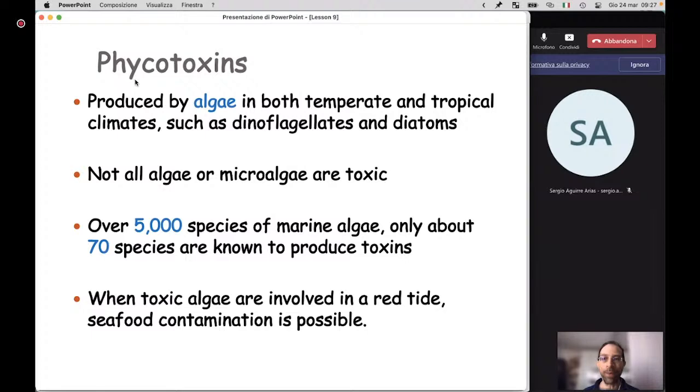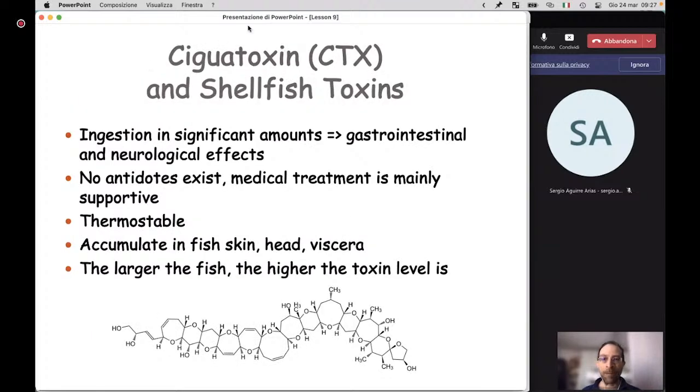Phycotoxins are produced by microscopic algae, and we have seen ciguatoxin. Ciguatoxin has gastrointestinal and neurologic effects. Again, just like mycotoxins, it is thermostable, and it is lipophilic, so it accumulates, of course, in the fat parts mainly of fishes, since it is produced by algae.